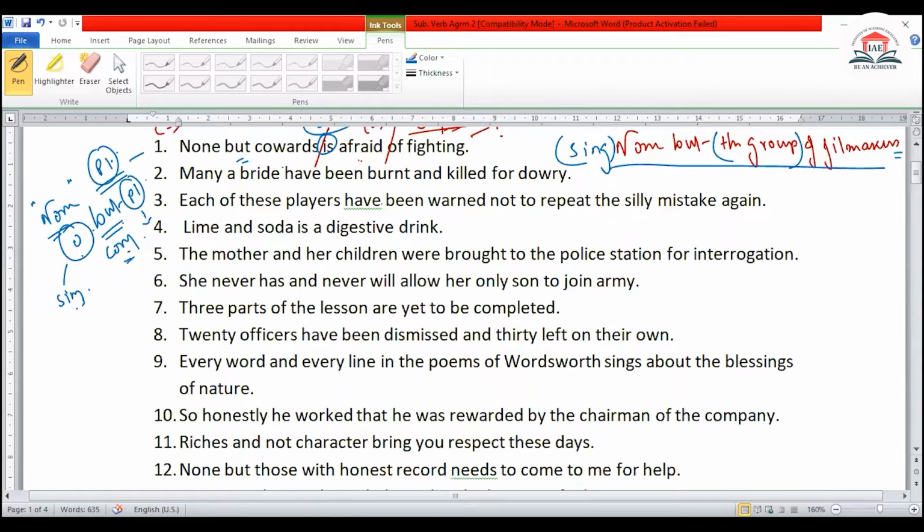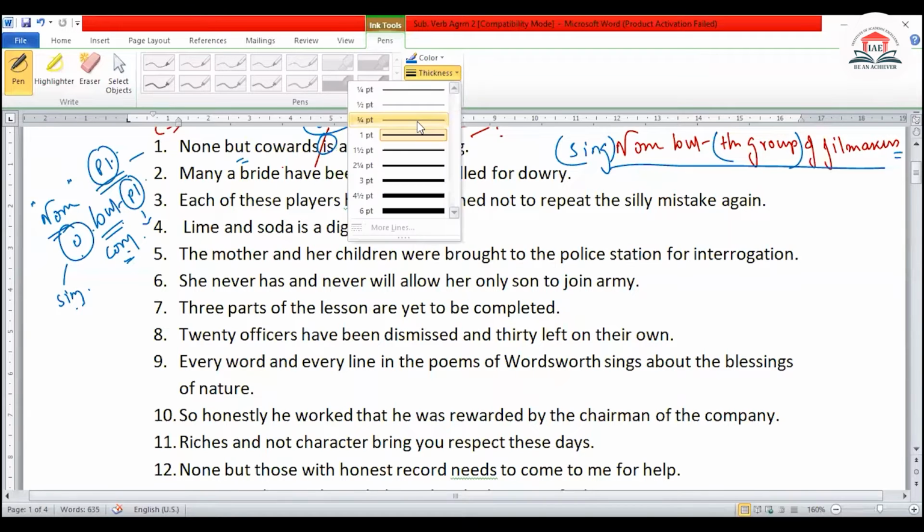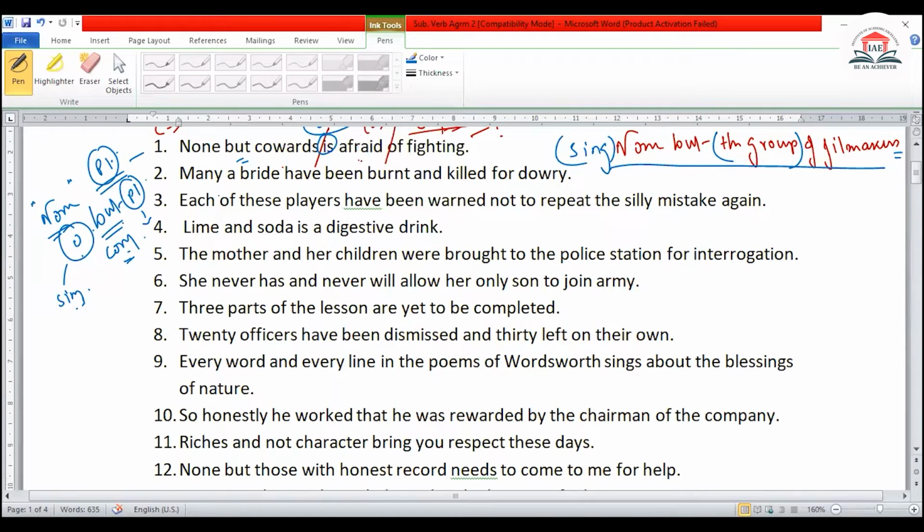Then tell me, what is the subject in the sentence? Many a bride, yes, 100%. Many a bride is the subject. Simple one. Have been burned is a portion of the verb, right? Have been is the auxiliary, and burned is the principal verb. You already know this.